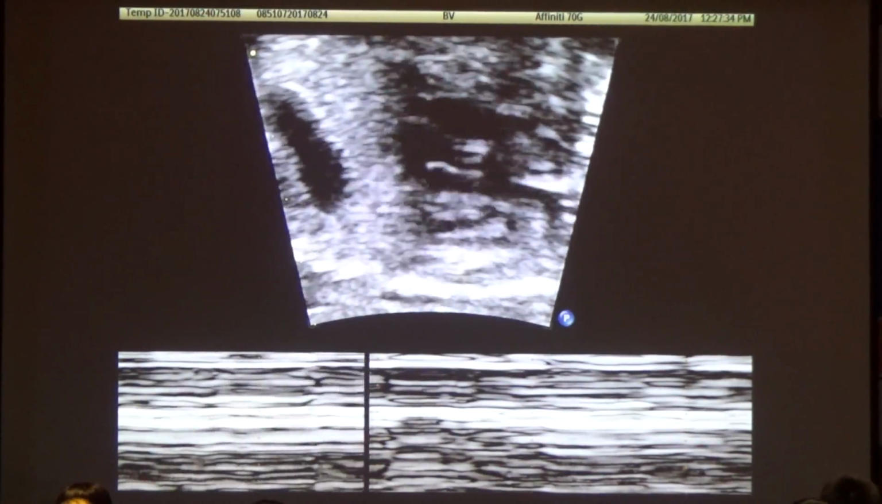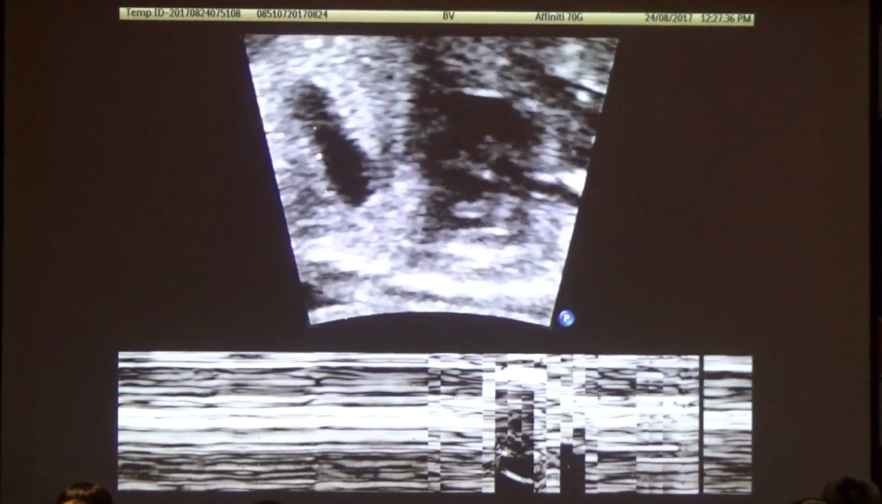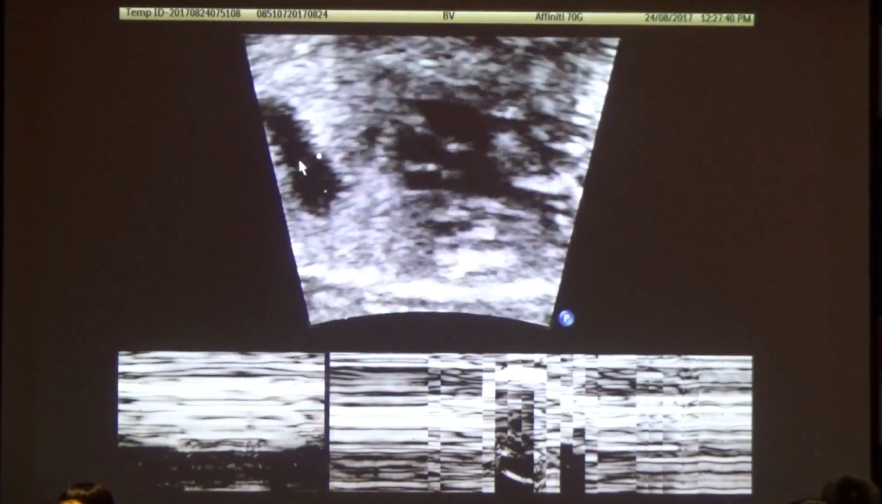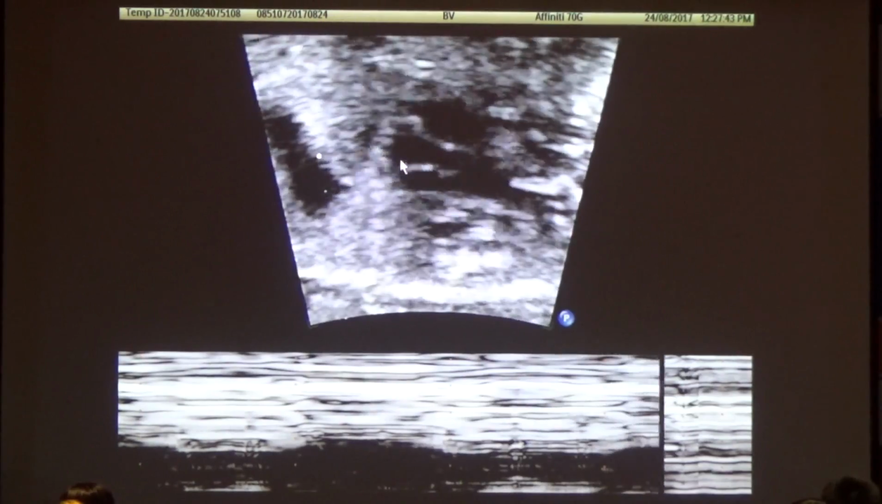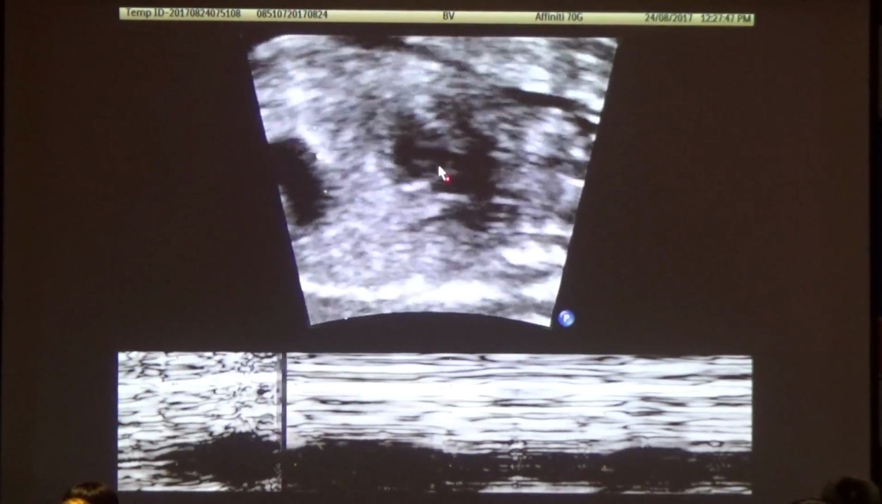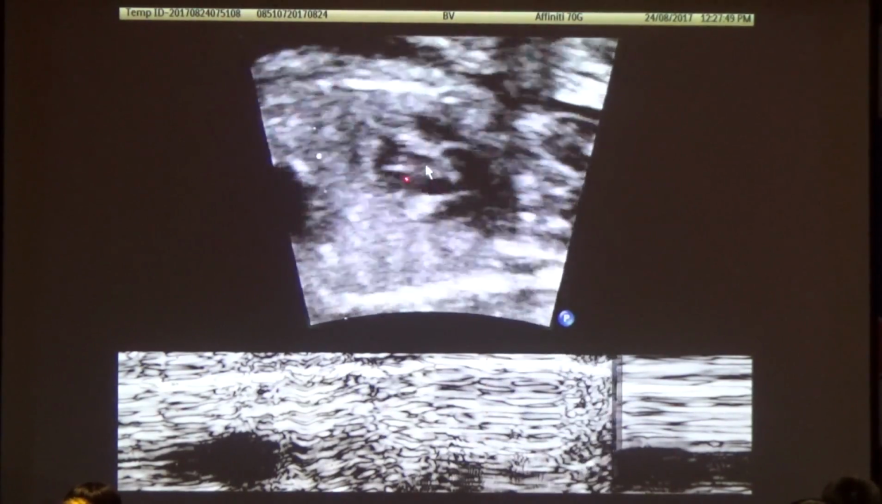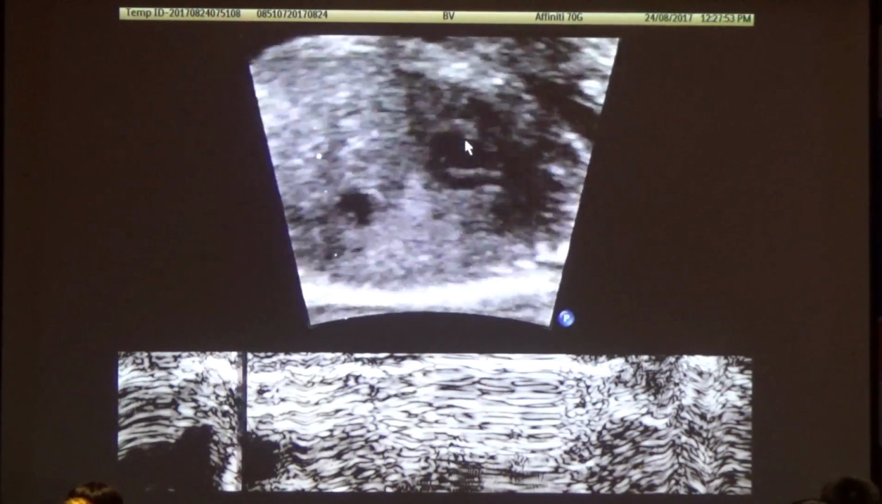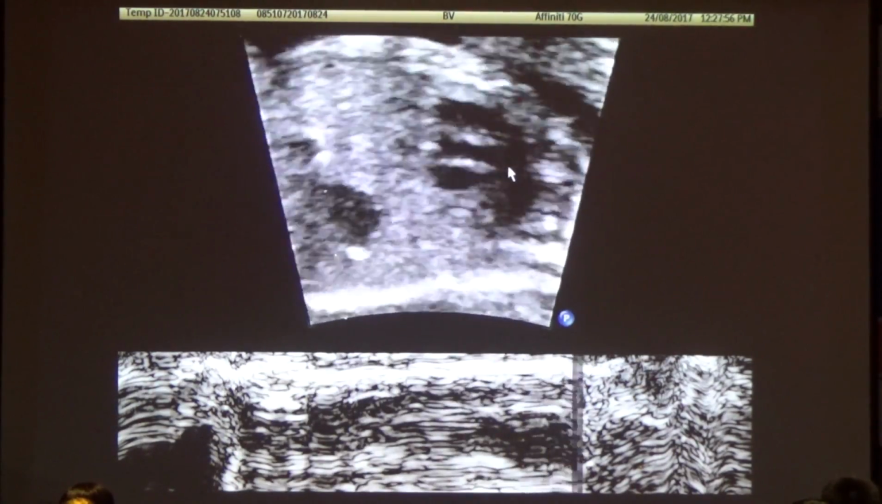But you can see in addition to this, here's the stomach. Okay. Here's the mitral valve. The mitral valve is in fibrous continuity with the aorta. Okay. And then there's the ductus arch.